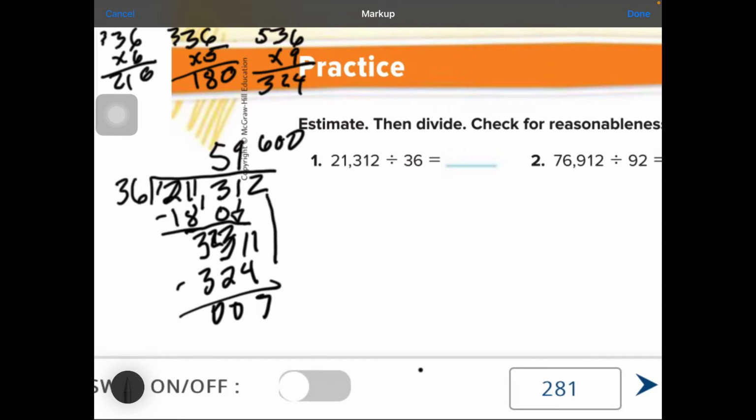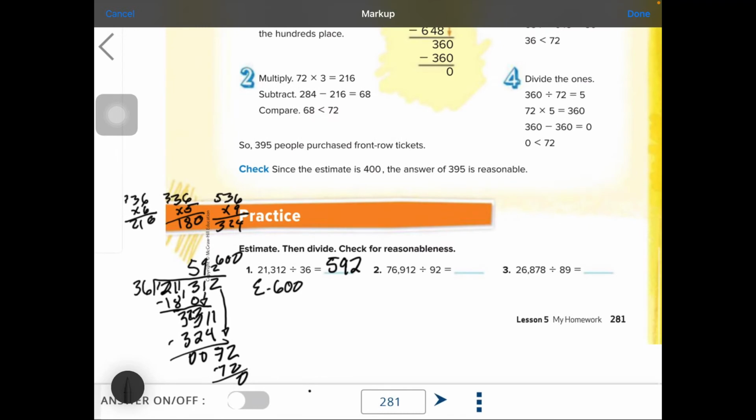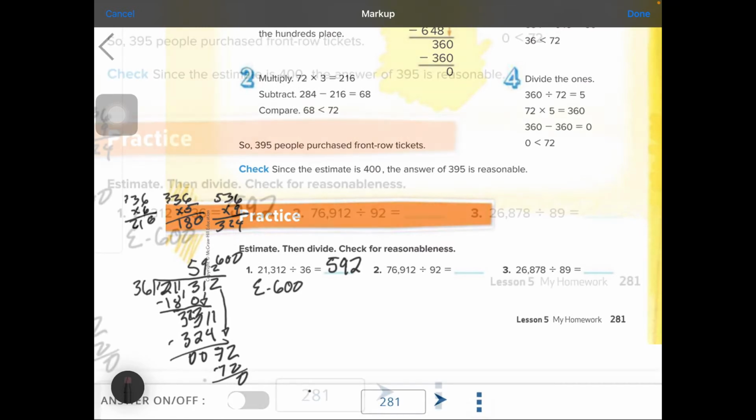So then my answer is not finished because I have to bring that 2 down. So how many times will 36 go into 72? Ooh, I know it goes twice. So then my answer is 592, and my estimate was 600. So I know that it's reasonable because it's pretty darn close to my estimate.